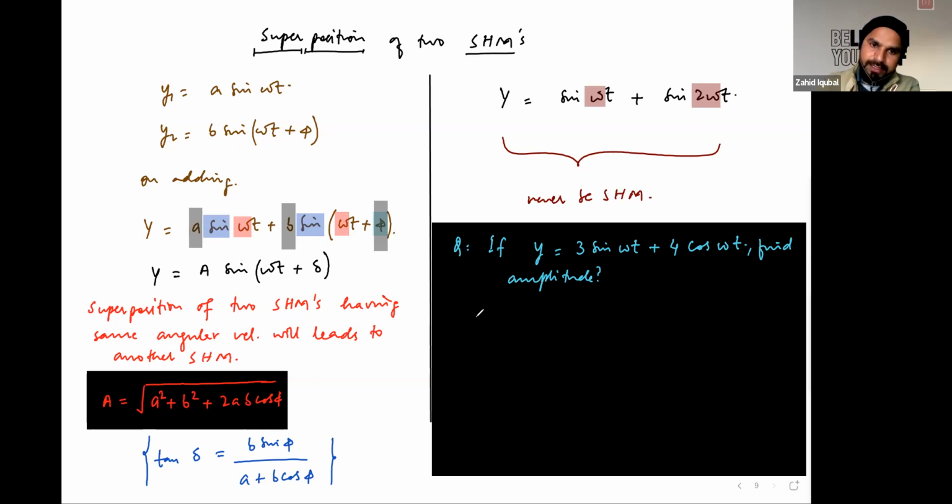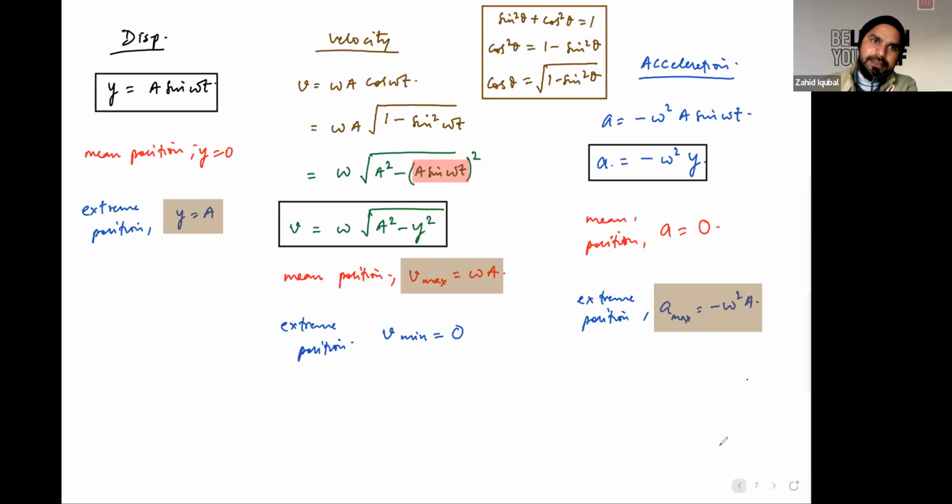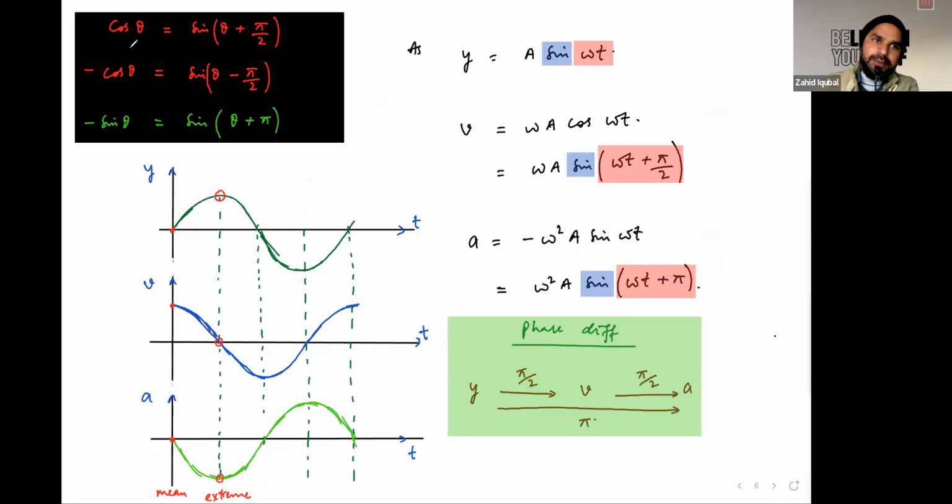So we may write it as y is equal to 3 times sine of omega t plus 4. In place of cos, we may write sine of omega t plus pi by 2, using the identity I have just used in this part. This one. Hiba, is it clear?